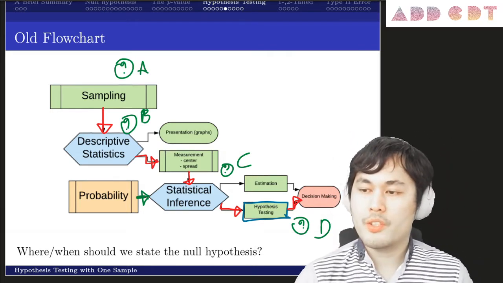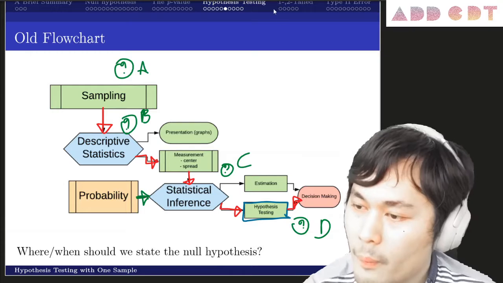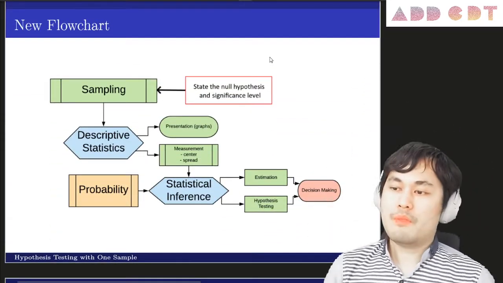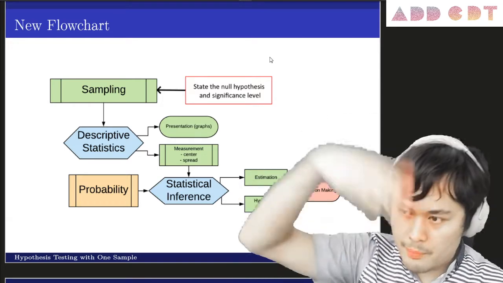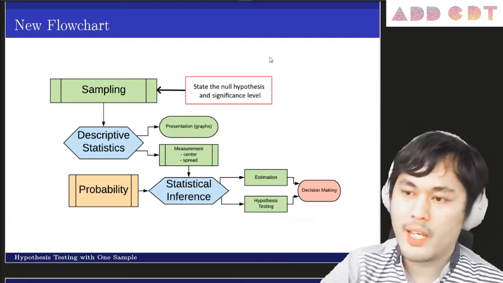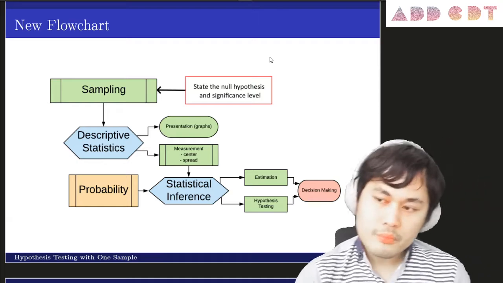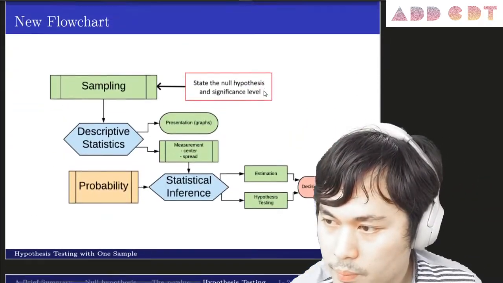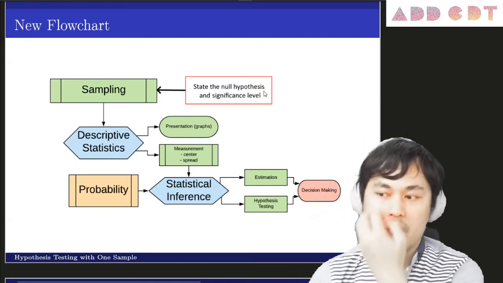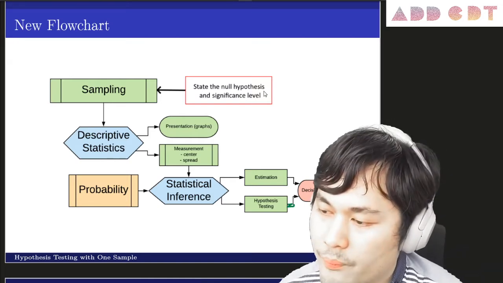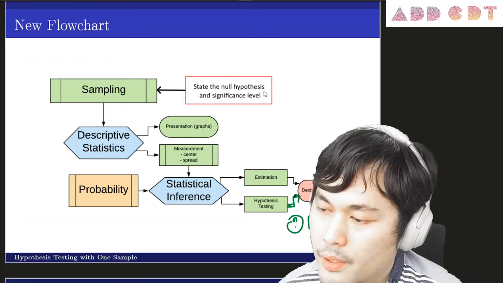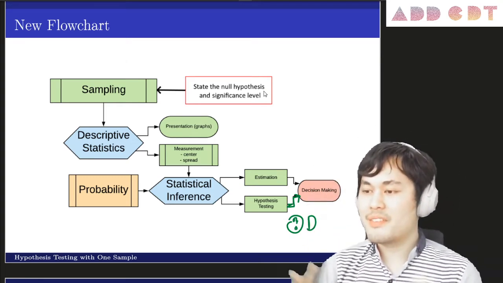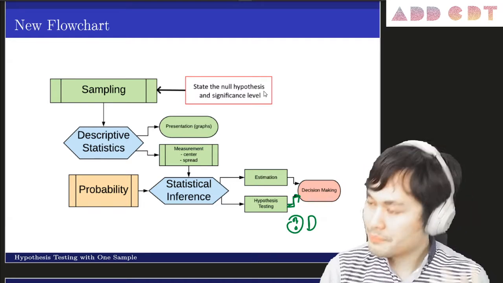5, 4, 3, 2, 1, boom, time's up. And the answer is here. We had to state that all the way at the beginning before we even get a sample. So let's say why we do that. Let's go to the common misconception, which is here. If your answer is D, then you are not alone. That seems to make sense, right?